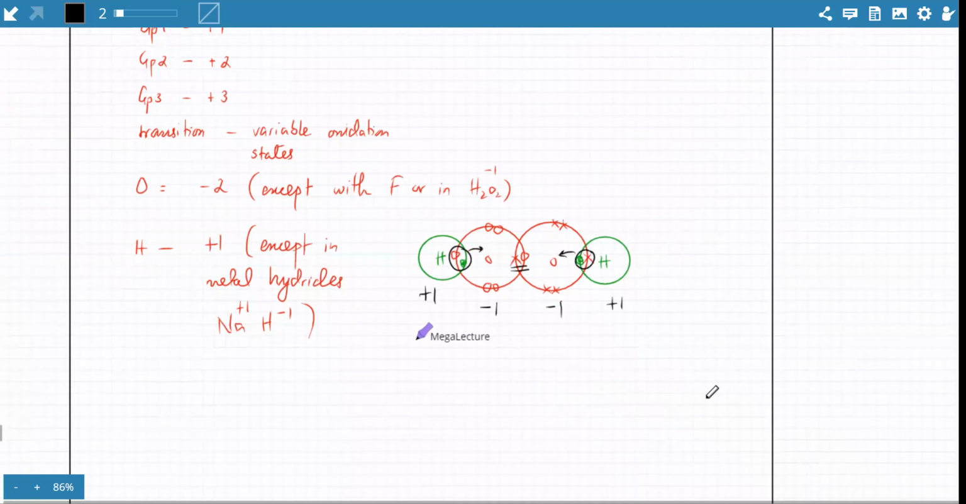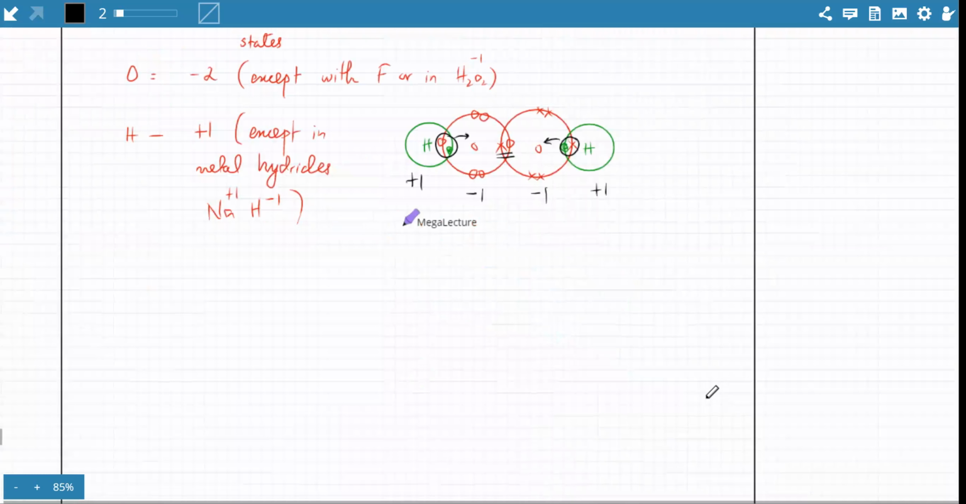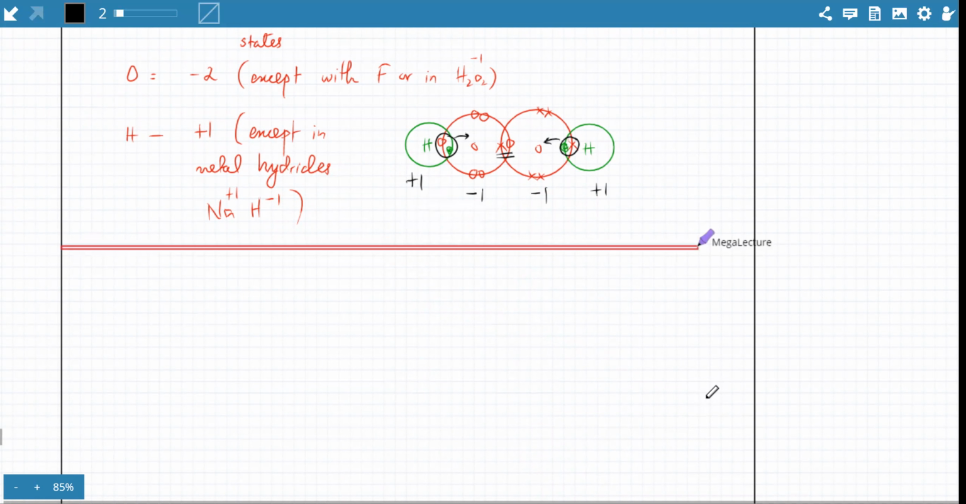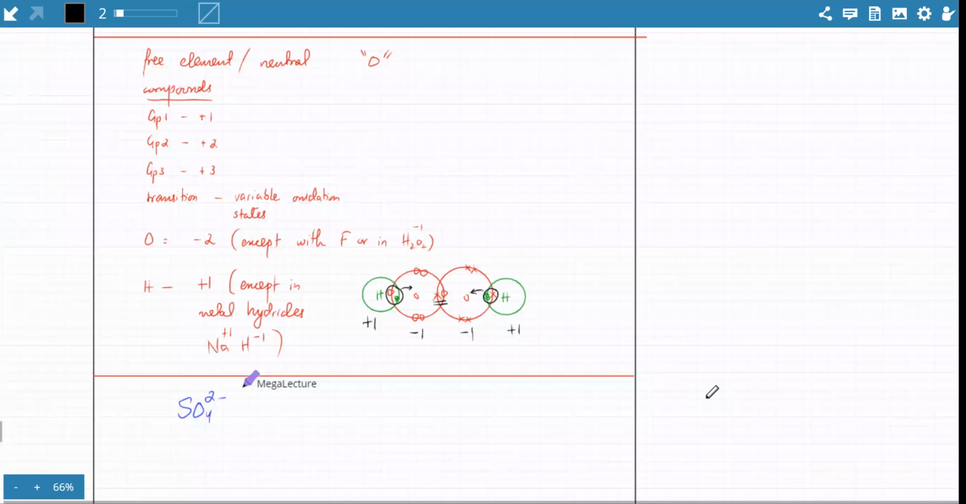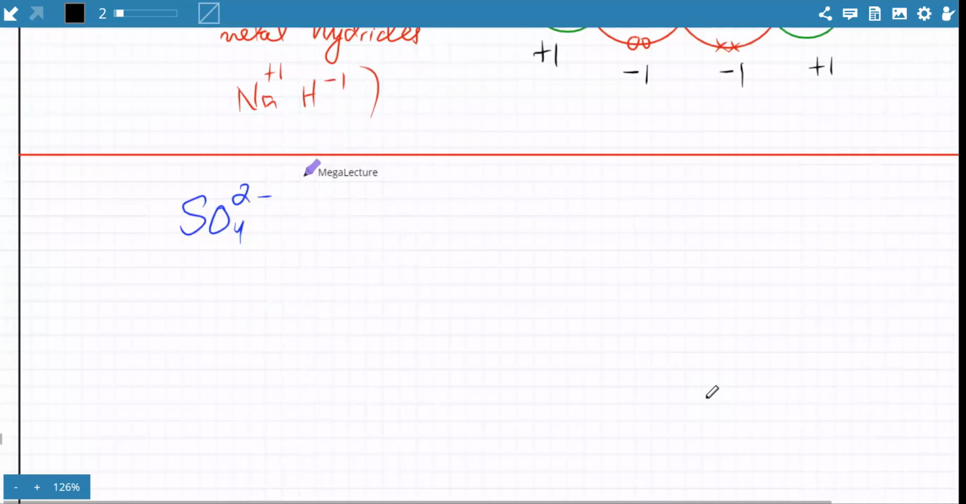The next part is how do you figure out the oxidation states of elements whose oxidation state you're not sure of? Again, this has already been done in O levels. An example is an SO4 2- ion. The table given above only has oxidation states of a few elements. So how do you figure out the oxidation state of sulfur over here, for example?